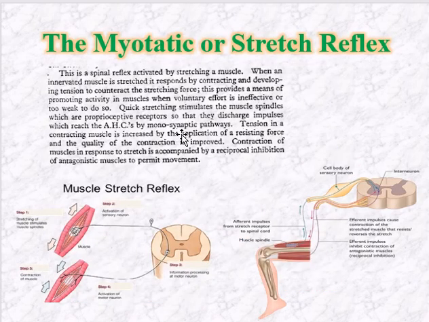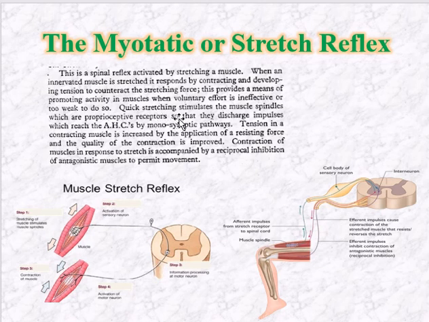Now, what is the myostatic or stretch reflex? Basically, this is a spinal reflex activated by stretching a muscle. When an innervated muscle is stretched, it responds by contracting and developing tension to counteract the stretching force. This provides a means of promoting activity in muscles when voluntary effort is ineffective or too weak to do so.